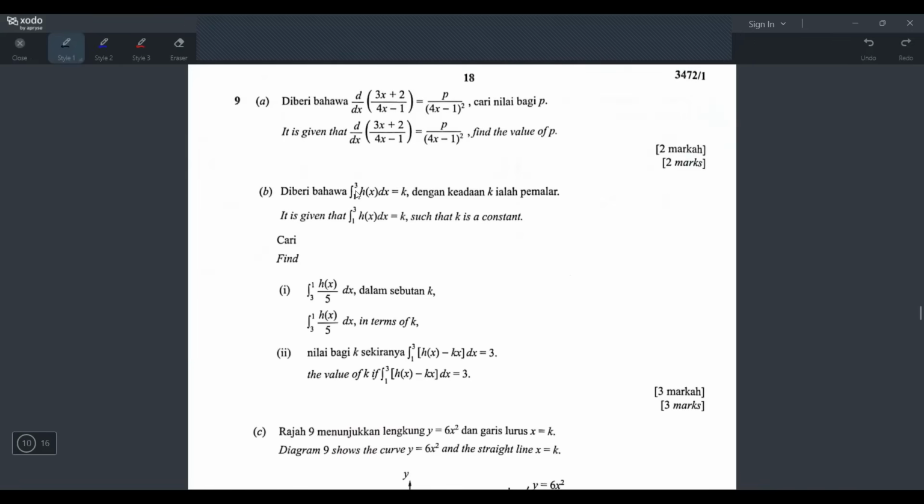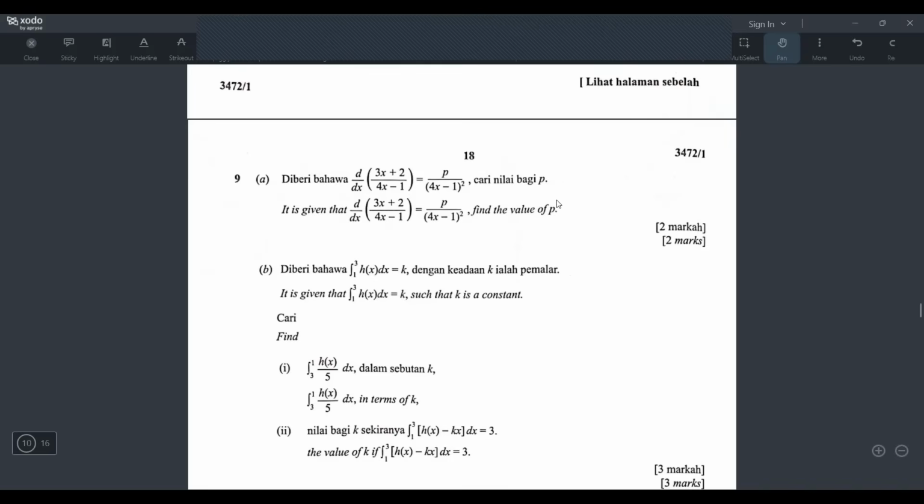Okay, let's do number 9. Question A. It is given that the derivative of 3x plus 2 over 4x minus 1 equals this one. Find the value of P. So they never ask us to differentiate, but we have to differentiate actually, because if you want to find P, you have to differentiate this, right?